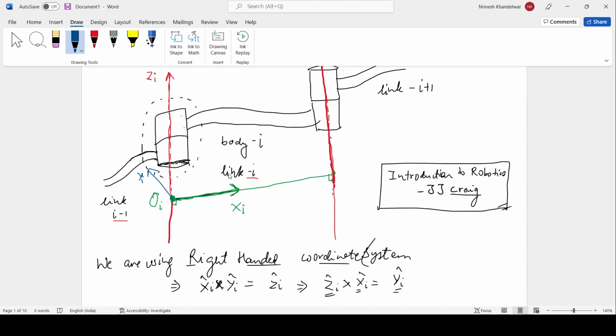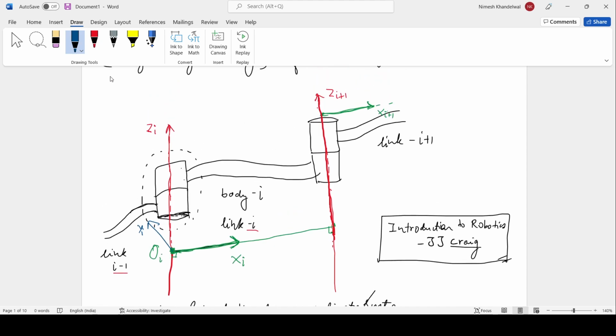Now the next thing that was discussed in the lecture is how do we express the relationship between these two frames, that is zi plus 1 and zi. Let us say that this is yi plus 1. The yi plus 1 and yi are not parallel. They can be rotated, arbitrarily oriented in any manner.